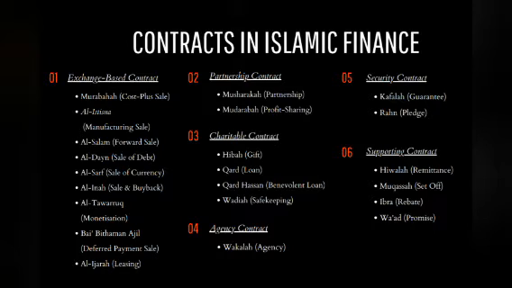Next, the second contract is the partnership contract, which includes musyarakah, partnership, and mudharabah, profit sharing. The third contract is the charitable contract, which includes hibah, a gift, qard, loan, qardul hasan, benevolent loan, and wadi'ah, safekeeping. The fourth contract is the agency contract, which includes wakalah, agency. The fifth contract is the security contract, which includes kafalah, guarantee, and rahnu, pledge. And the last contract is the supporting contract, which includes hiwala, remittance, muqasah, set off, ibra, rebate, and wa'ad, promise.